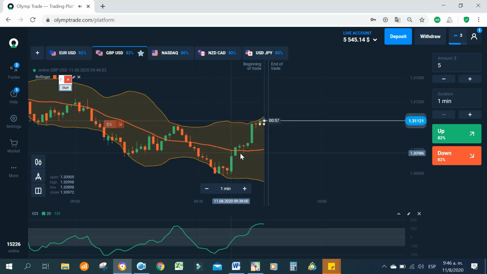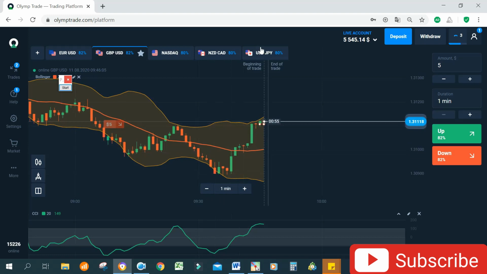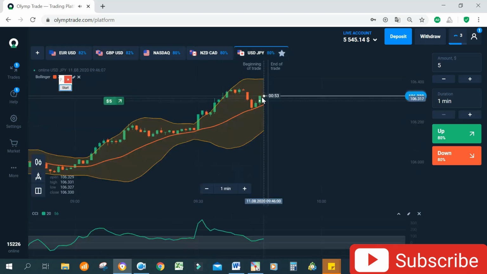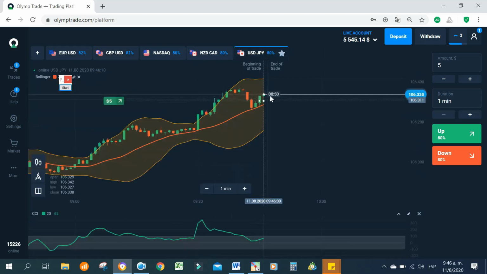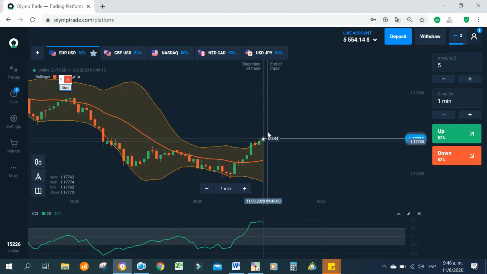Yeah, we lost those ones. However, we won this. We are winning this one. Yeah, following the price action. Okay, let me take $10.